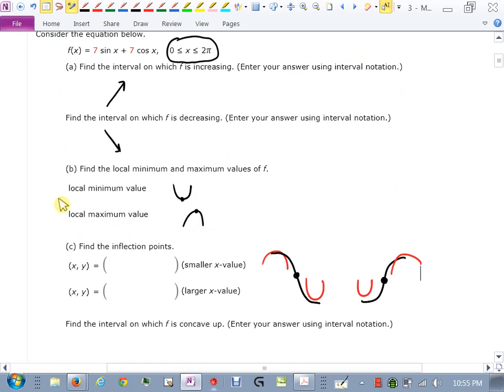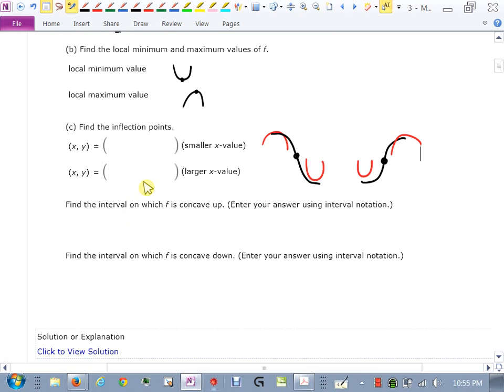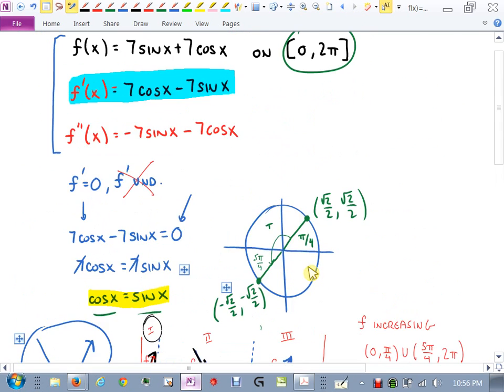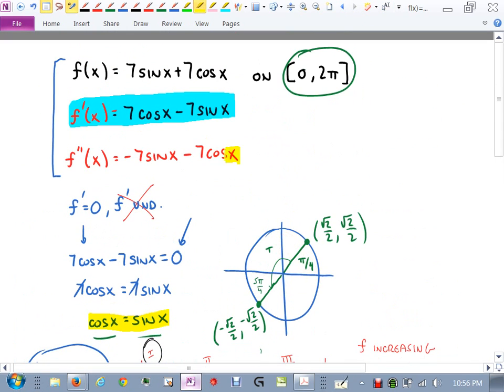Let's see. Local min, local max. Now, find the inflection points. Also find the interval in which f is concave up and where it's concave down. So all of this inflection point stuff and concave stuff is all going to be coming from the second derivative. So now what I need to do is I basically need to repeat this entire process I just did, but for the second derivative instead of the first. So I need to work with this. The second derivative being negative 7 sine x minus 7 cosine x.